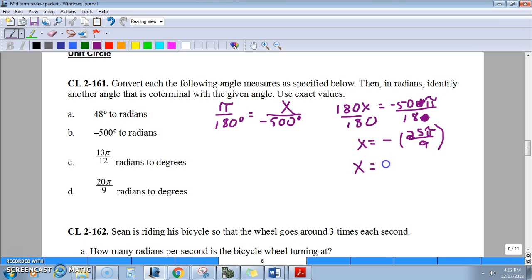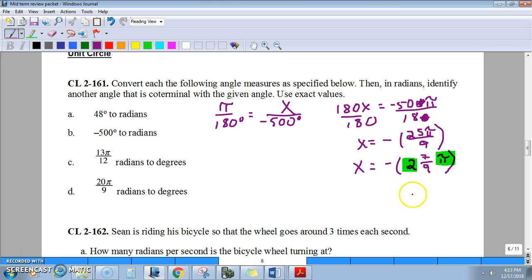X is equal to negative, and then 9 can go into 25 how many times? Twice, with 7/9 left over. So 2 and 7/9 pi. Okay, and the reason I'm doing this is because, watch this you guys, 2 pi is once around the circle, right? And so then I just have 7/9 pi left.